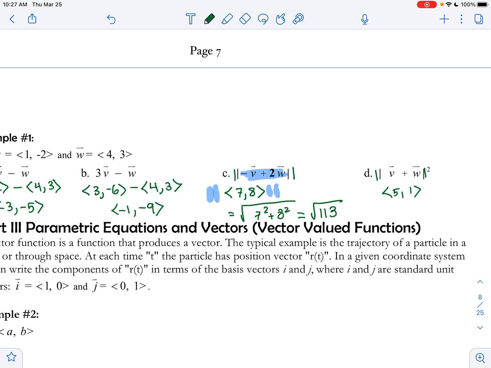Okay, 5, 1 is the new vector. If I find the magnitude first and then square it, I have the square root of 25 plus 1. And then it's telling me after I find the magnitude to square the whole thing, which results in undoing the square root. So my final answer is 26.